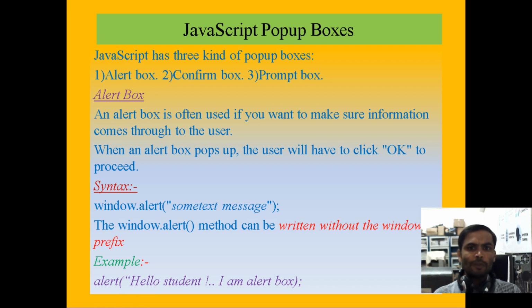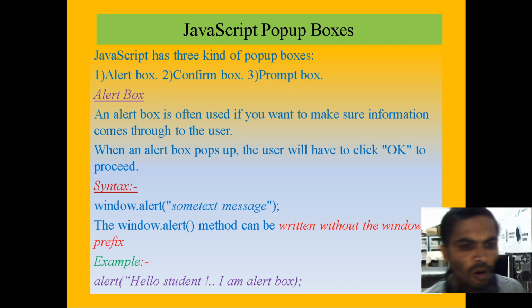Then JavaScript pop-up boxes will be there. Under the JavaScript pop-up boxes, if you want to display any message at runtime without using the document.write object, you can use the alert box, the confirm box, and the prompt. An alert box is often used if you want to make sure information comes through to the user. When the alert pop-up box appears, you have to click OK to proceed. For an alert box, only one option is there.